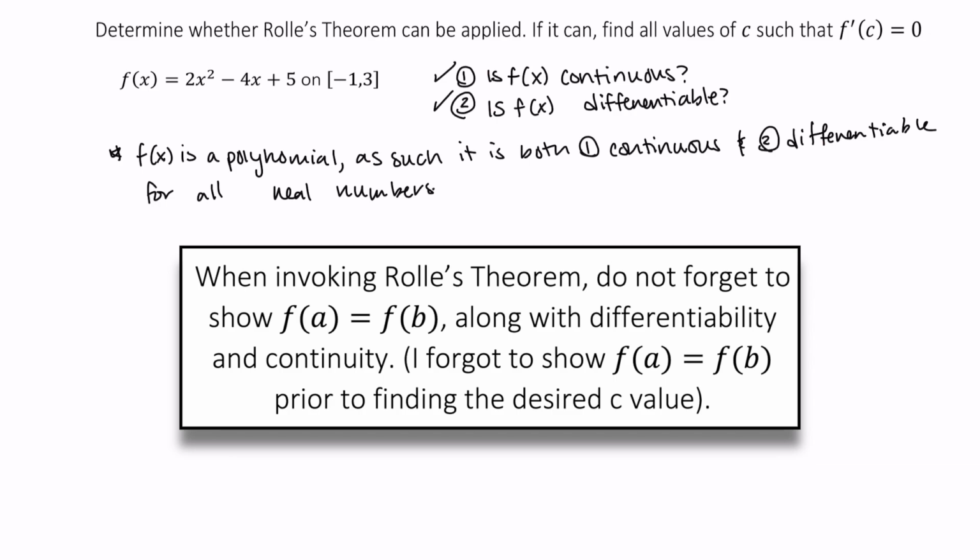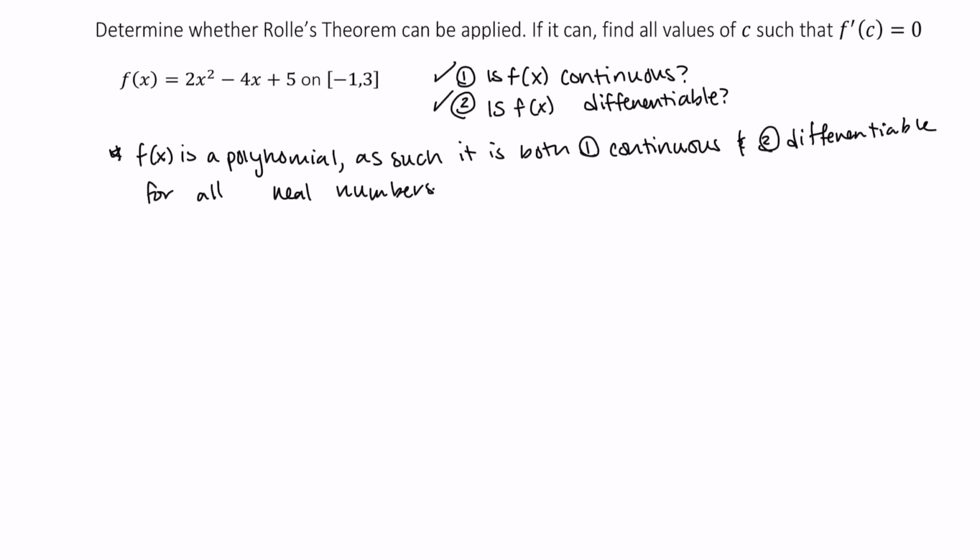So now let's go ahead and find all the values, all the real numbers c, so that the derivative evaluated at that number is 0. So let's begin with f prime of x. Well, that's equal to 4x squared minus 4 plus 0. Okay, so now let's figure out where this derivative is equal to 0. That is, where is 4x squared minus 4 equals 0?